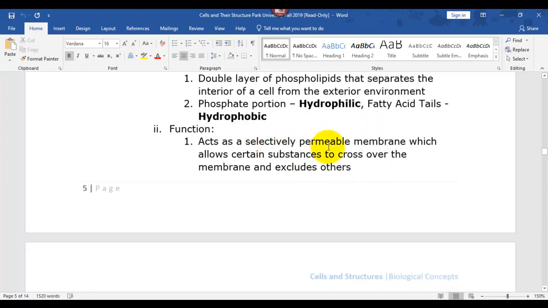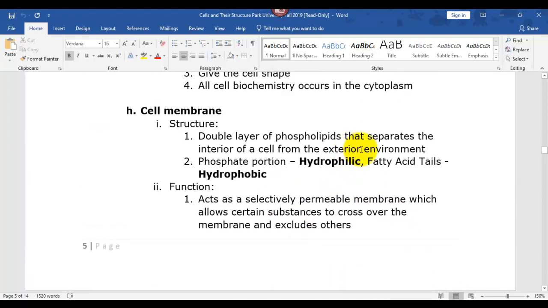It acts as a selectively permeable membrane. And why can it do that? It's because of the design. Because it's two layers of phospholipids, one part being the phosphate, which is water soluble, and the other part being the fatty acid tail, which is not soluble. Or you could even say the phosphate is polar, the fatty acid tails are nonpolar. So that design allows certain things to cross.